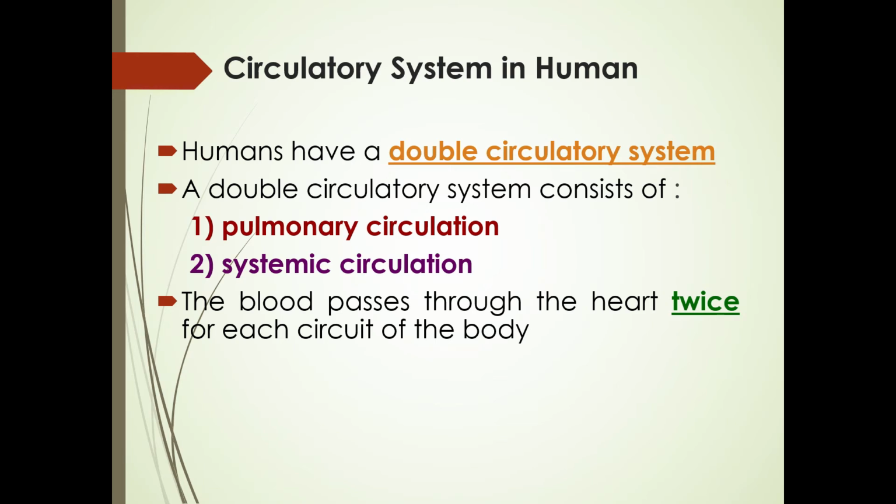So later we will see what actually the pulmonary circulation and the systemic circulation are. The blood passes through the heart twice for each circuit of the body.